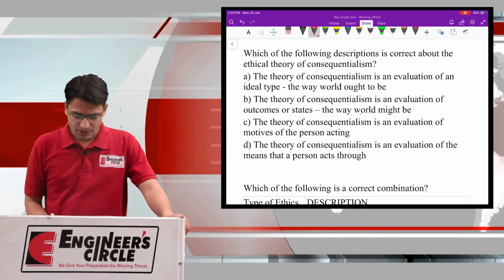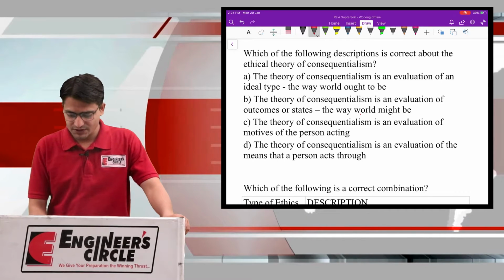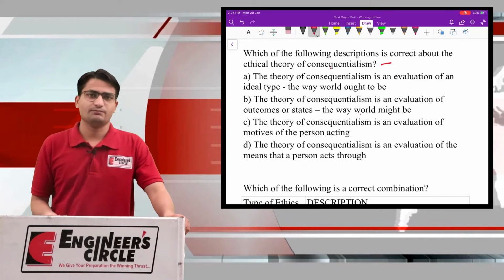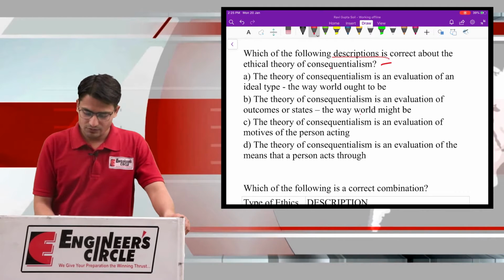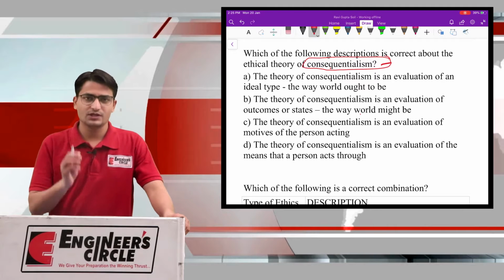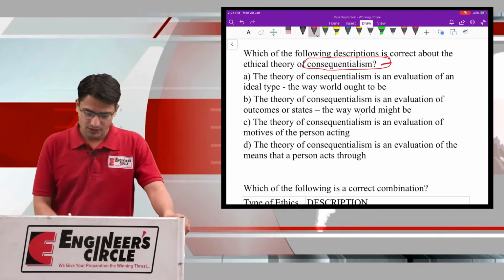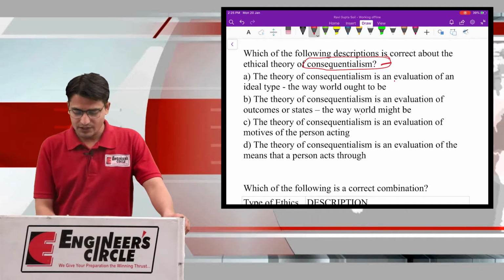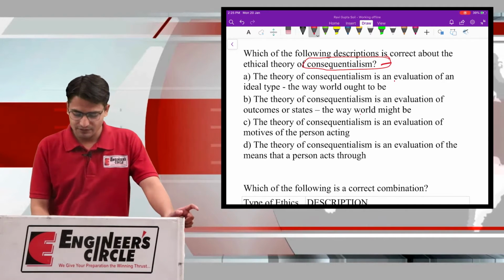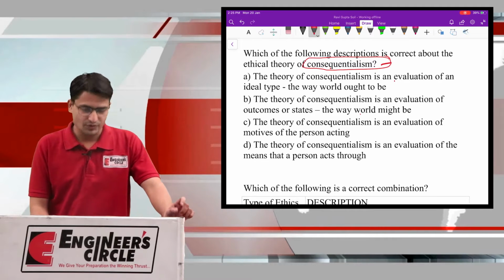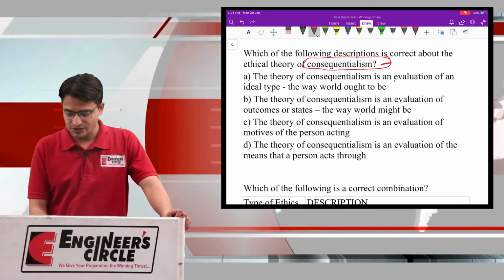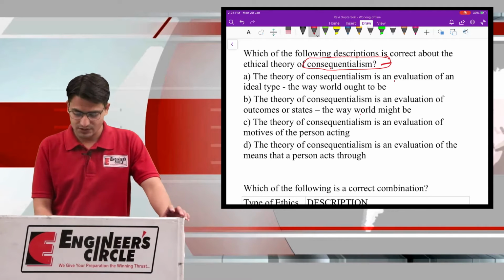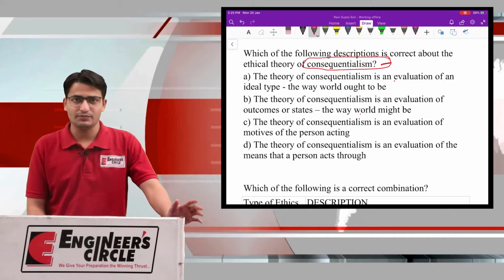The next question is, which of the following descriptions is correct about the ethical theory of consequentialism? Okay, so we have to select the option which is related to the consequentialism approach. The A option is, the theory of consequentialism is an evaluation of an ideal type, the way the world ought to be. B option, the theory of consequentialism is an evaluation of outcomes or states, the way the world might be.